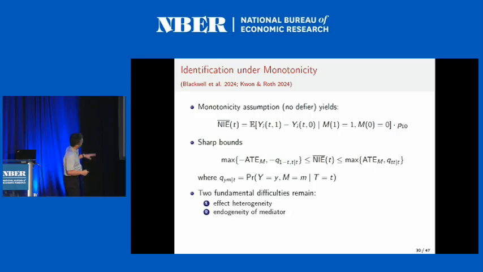Okay, so basically there are two fundamental difficulties. One is the effect heterogeneity. Everyone could have a different effect. And the other is the endogeneity of mediators. Because you're not able to assume exogeneity of the mediator, those two things make things very difficult for the natural direct and indirect effect.